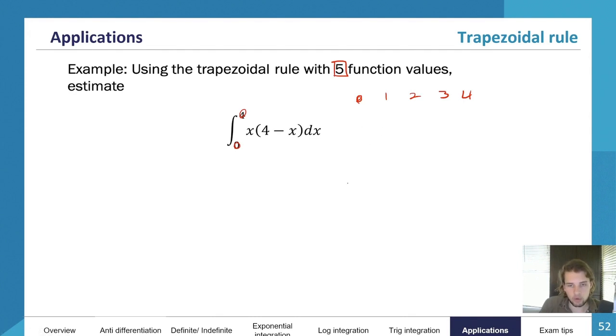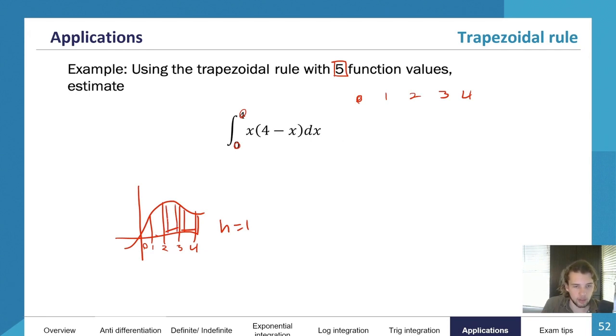Now, the line, let's say it could look like anything. Let's say it looks like this. We want to chop it up into distinct parts, 5 distinct parts at 0, 1, 2, 3, 4. That means h is equal to 1 because the width of each one of these parts is 1. Now that means we actually have to find the height of each of these parts as well. So we have to find the height at 0, we'll call that A, then we have A1, then A2.